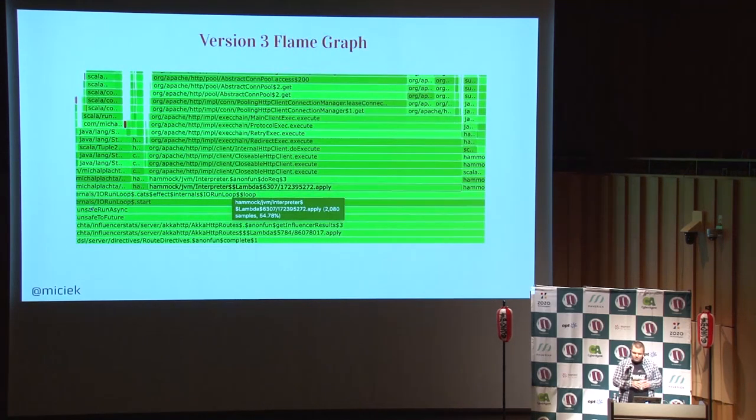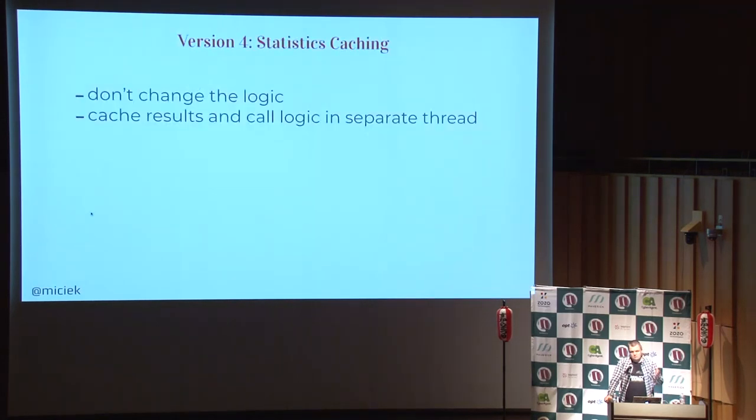When you look at the flame graph, you see now that we introduced another bottleneck. And this time, the bottleneck is Hammock, which is taking like 54% of our processor, like half of the time the async profiler probed, it encountered Hammock. So what do we need to do? We could change to another.